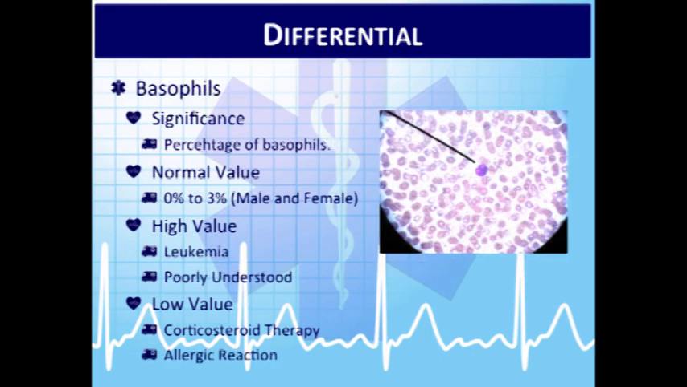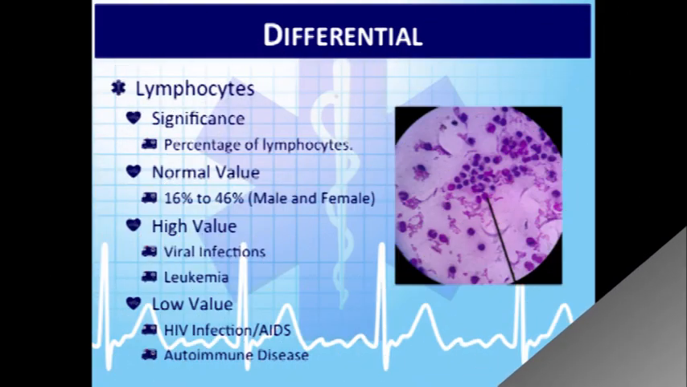Basophils, not so fully understood unless you're a hematologist or a doctor who specializes in leukemia. I wouldn't worry a whole lot about it. Again, it's very similar to eosinophils, where you see elevated levels or low levels.